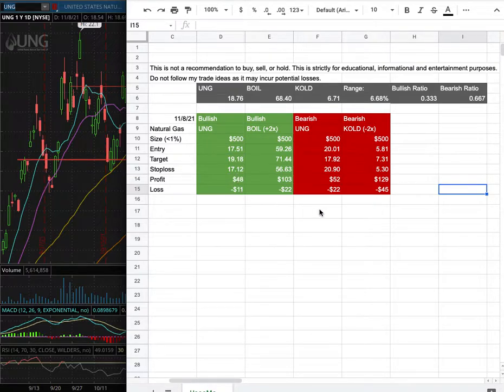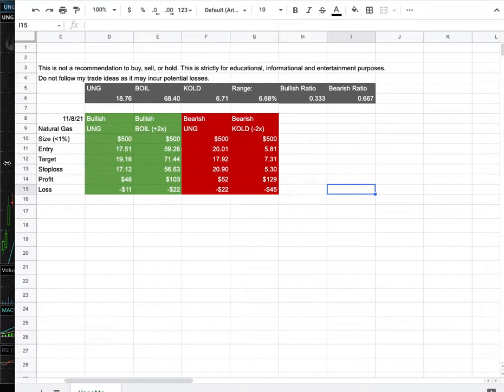However, if I were to open a short position, my entry is at $20.01, and that is this range here. My sell target is at $17.92, and my stop loss is at $20.90. So whichever entry price were to hit first, that'll be my position of the week.